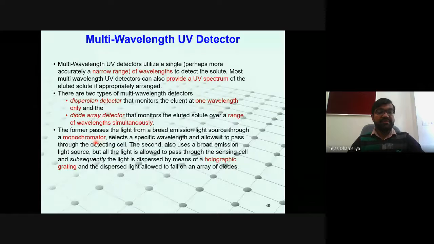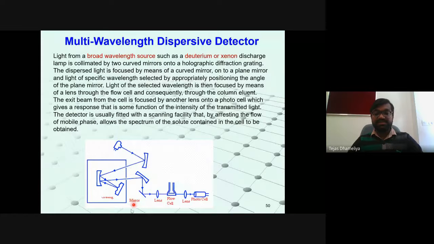Basically, the monochromator allows some light to pass through and selects a specific wavelength. It then passes through the detecting cell, and a holographic grating is used, which allows light to fall on the diodes. Yes, so this is the diagram. Here we have the lamp. We can call it a deuterium lamp or xenon lamp. Deuterium is 1D2, and xenon is an inert gas like argon and neon.